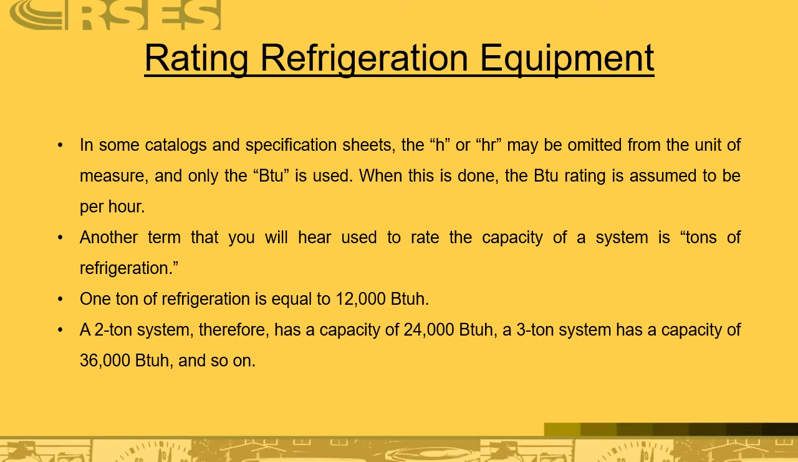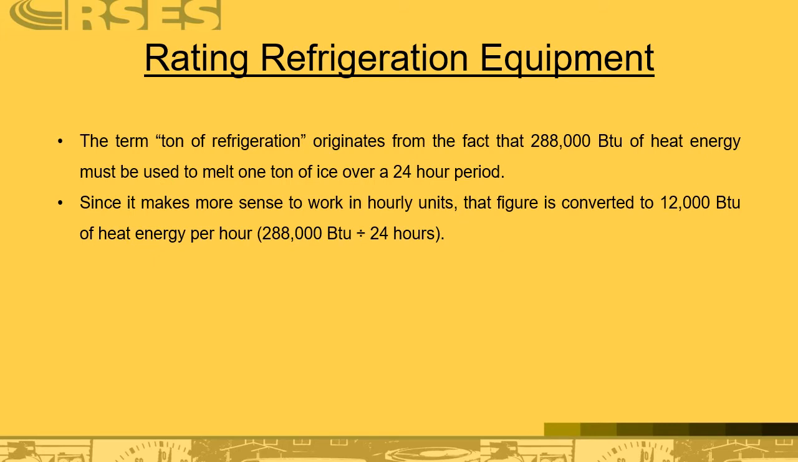So if you take 1 ton of refrigeration and multiply it over a 24-hour period, that's 288,000 BTUs, which is quite a bit of heat. The term ton of refrigeration originates from the fact that 288,000 BTUs of heat energy must be used to melt 1 ton of ice over a 24-hour period. Since it makes more sense to work in hourly units, that figure is converted to 12,000 BTUs of heat energy per hour, 288,000 BTUs divided by 24 hours. So that's where we come up with the 12,000 BTUs.